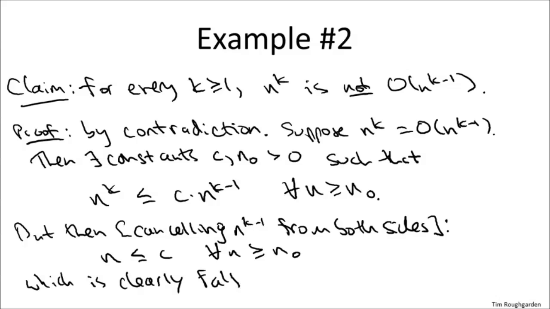So that provides the contradiction that shows that our original assumption that n to the k is big O of n to the k minus 1 is false, and that proves the claim. N to the k is not big O of n to the k minus 1 for every value of k. So different powers of polynomials do not collapse. They really are distinct with respect to big O notation.